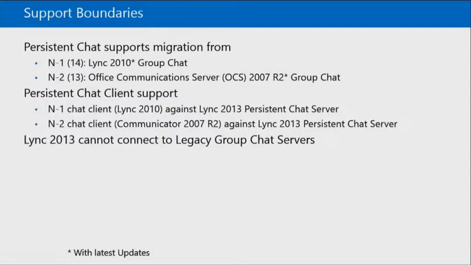From a persistent chat point of view, it supports N-1 and N-2. Same for the client, but we don't necessarily support backwards compatibility, in that a Lync 2013 client can't connect to an OCS 2007 R2 group chat server. It just sort of doesn't connect backwards.